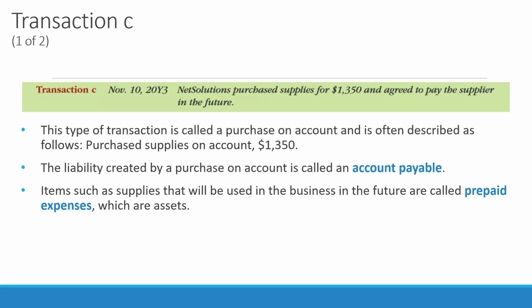So what's one account that this transaction is going to impact? Supplies, exactly. So Net Solutions is the business entity, but the account would be supplies, which is an asset. And then what's another account that would be affected?